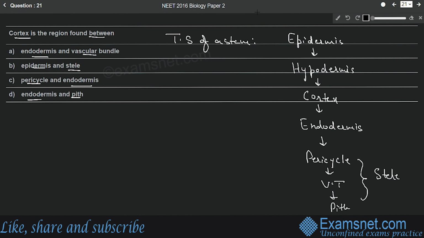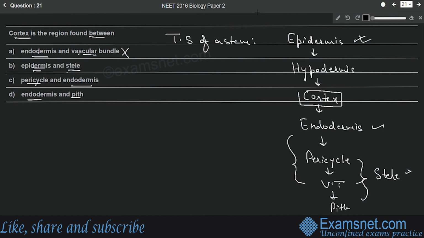Now let's see. The question is asked about the cortex. Okay, so the first option is endodermis and vascular bundle. That means this and this. So obviously cortex is not present between these two. Okay, so this is not the correct answer. Second one is epidermis and stele. So yes, one side there is epidermis and on the other side we have stele. So this can be the correct answer.